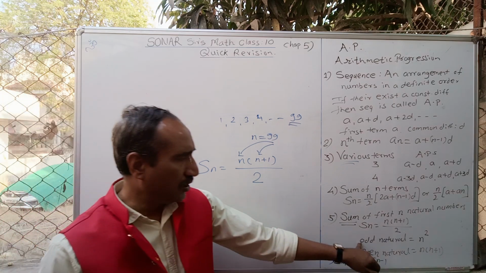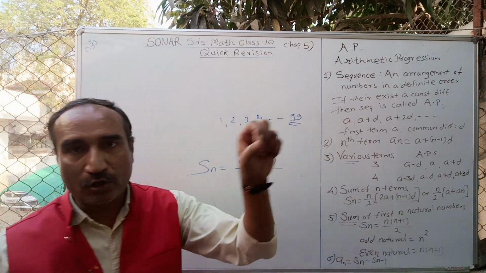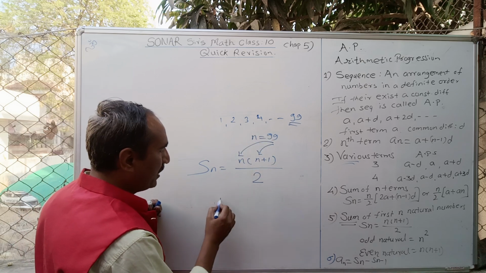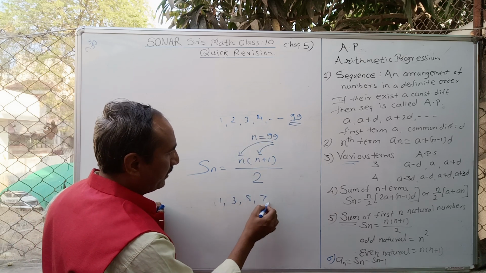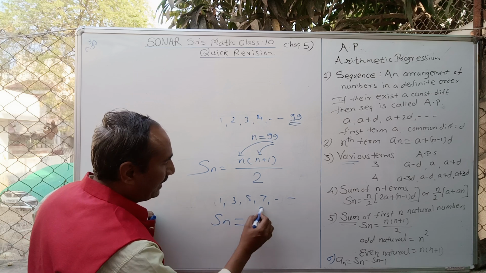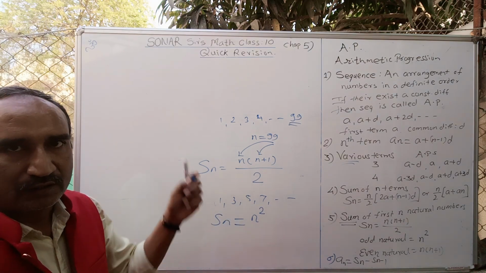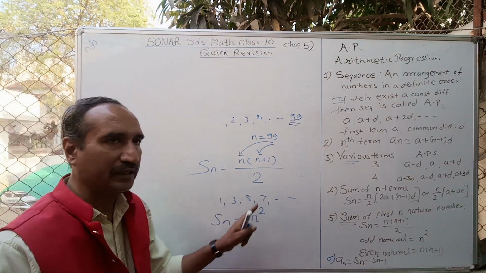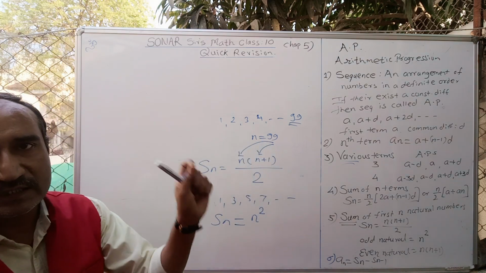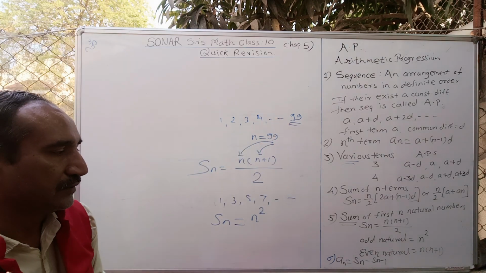Now the sum of the first n odd natural numbers. These are the odd natural numbers 1, 3, 5, 7, and so on. At that time the formula is n square. The number of terms, if here 4 terms are there, just put 4 square, 16. 16 is the sum of these first n odd natural numbers.